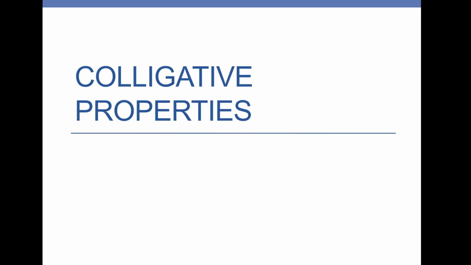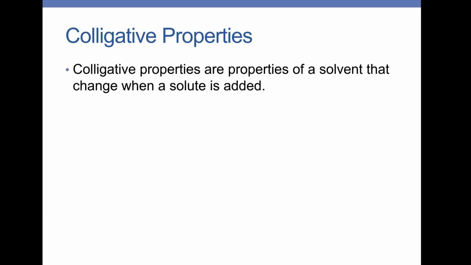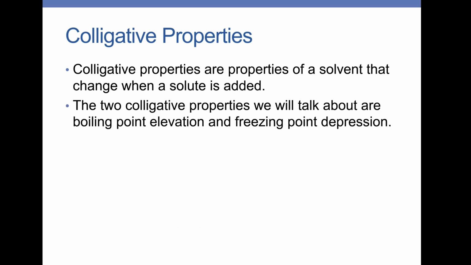Okay, now that we're starting talking about solutions, we're going to talk about some of the ways they behave. One of the things that makes solutions different from pure solvents is something called colligative properties. Colligative properties are properties of a solvent that change when you add a solute. We are going to talk about primarily two of them. One is boiling point elevation, and the other is freezing point depression.